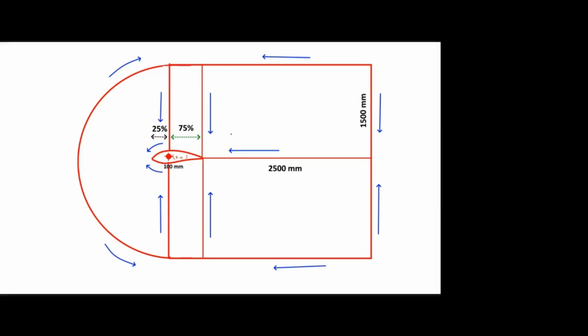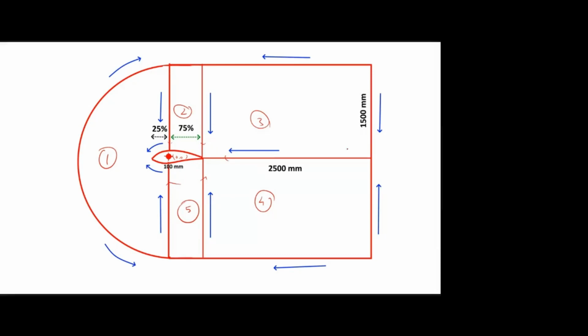Then I am splitting that single face into 5 different faces. 1, 2, 3, 4, 5 faces I am splitting. Initially, there will be only one face. Then I am splitting that into 5 faces so that I can define the mesh in this region, so that I can create a refined mesh over the airfoil.